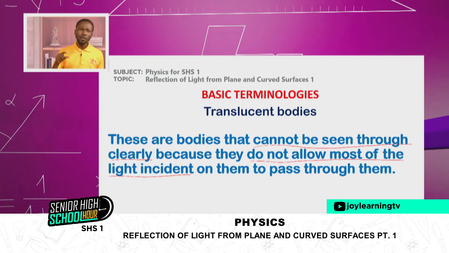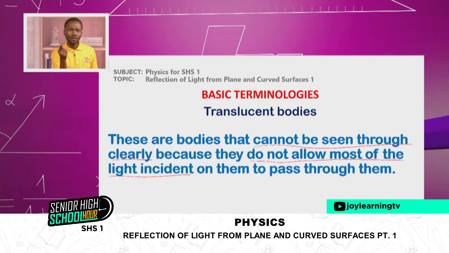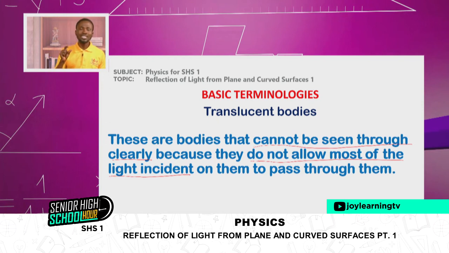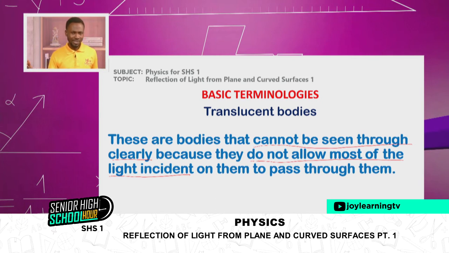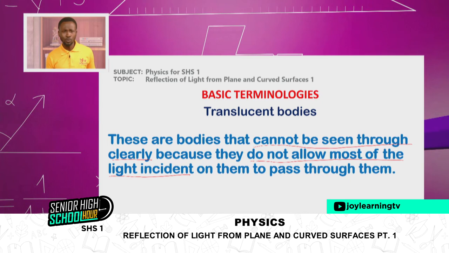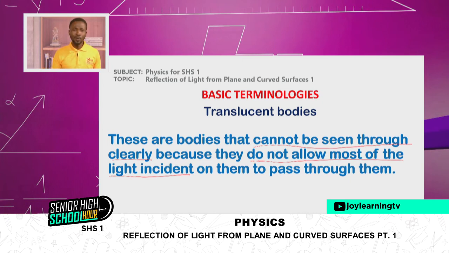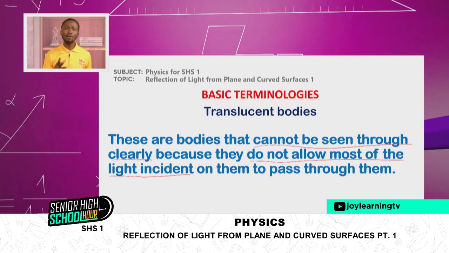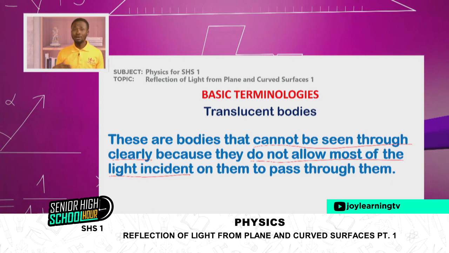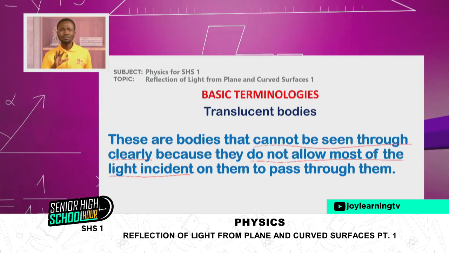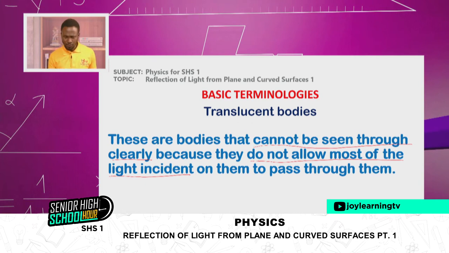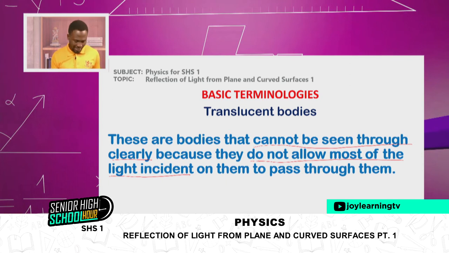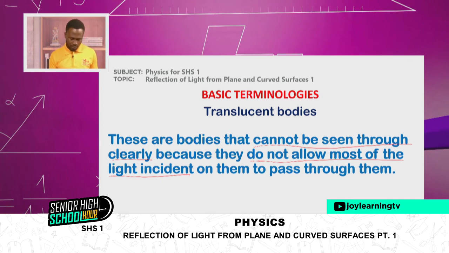In the same way, because the light rays that travel from or through the object to your eyes are not that much, you won't see much of the object or the body. And that's what translucent bodies do. Other texts will tell you that these bodies allow light to pass through them in an irregular manner. So with irregular reflection, you are going to see blurry images. And that is the problem. So these bodies cannot be seen through clearly because they do not allow most of the light incident on them to pass through them.